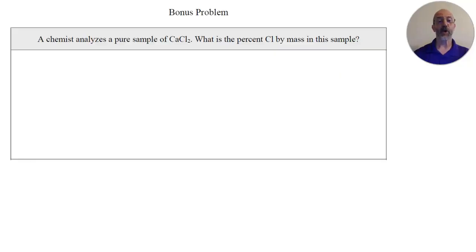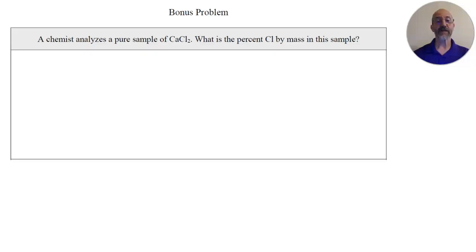And now it's time to go over that bonus problem. Again, we are comparing a pure substance with a mixture. So here is the pure substance. A chemist analyzes a pure sample of calcium chloride, which has the chemical formula CaCl2. What is the percent chlorine by mass in this sample?